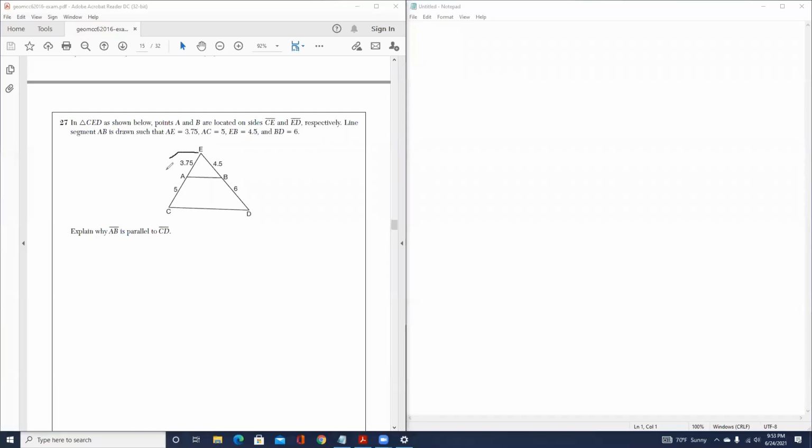So in this case, we have length EC as our whole length and EA as our part length. And likewise, we have ED as our whole length and EB as our part length. We know that EC is equal to 8.75, which is just 3.75 plus 5. ED is equal to 10.5, which likewise is 4.5 plus 6. And we should be able to prove that EA over EC is equal to EB over ED.